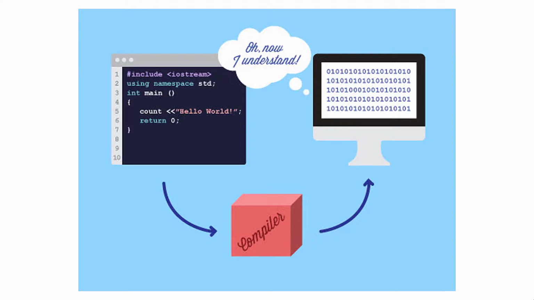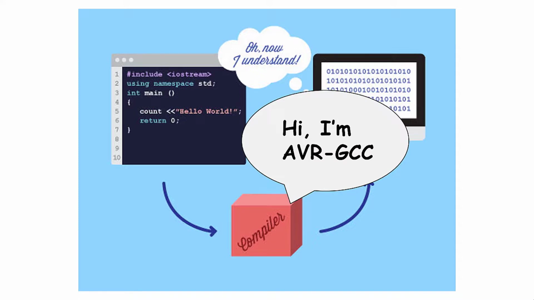Now the compiler first transforms the code you write into assembly language. The name of the compiler we'll be using on our Uno is AVR-GCC. Now if you're new to this, it may sound kind of weird, but try not to get too hung up on it. It's just a name.